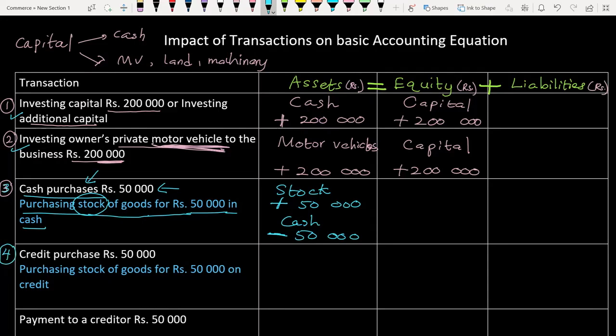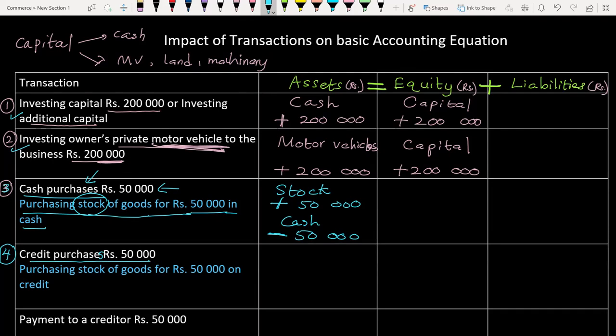Now what about credit purchases? What do you mean by credit purchases? Cash purchases, purchasing stock in cash. Then credit purchases means purchasing stock of goods on credit.